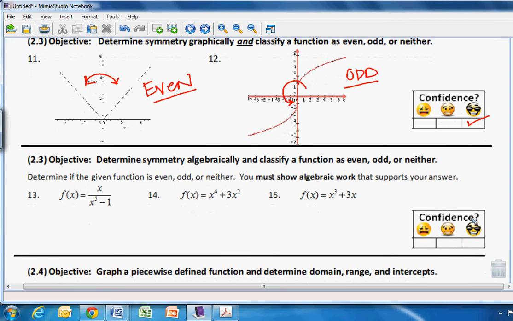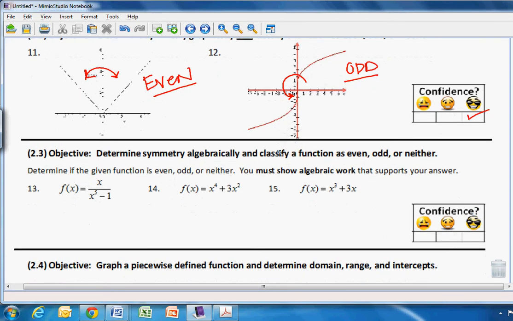Now we want to actually look algebraically. So here's graphically. Now algebraically, we want to plug in our negative x. So I'm going to plug in f of negative x. We're going to change it to the opposite. So I'm going to have negative x over negative x to the 5th minus 1. This is going to stay the same, so I'll have negative x on top. Negative x to the 5th, if it's an odd function, it's going to stay negative, minus 1.